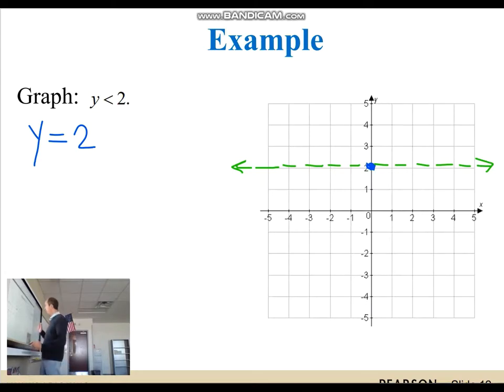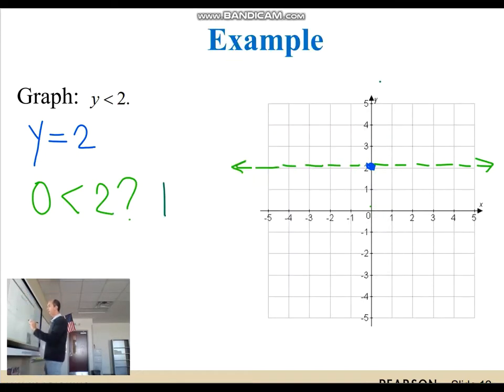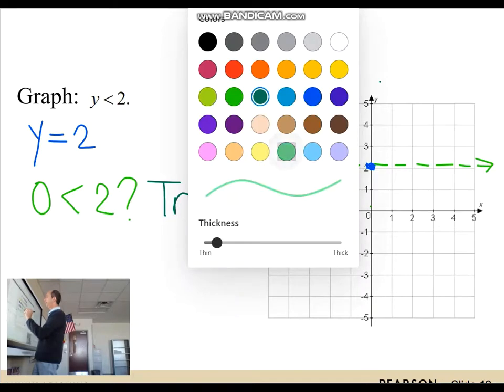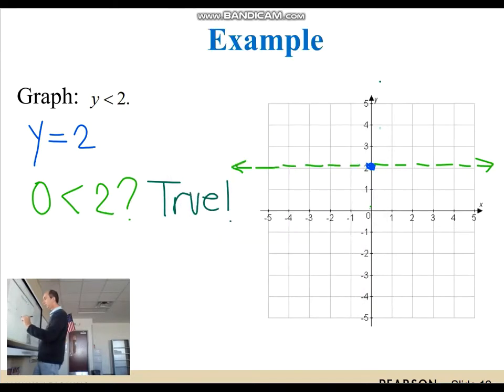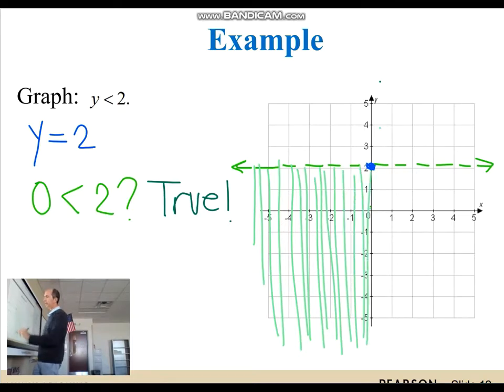Now let's apply the testing point. We can still use x equals 0, y equals 0. Is 0 less than 2? True or false? Answer the question. Is this true? Is this false? True. Yes, 0 is less than 2. That means the point is included in this solution set, and the area will be the same area where the point is. This area here below the line.